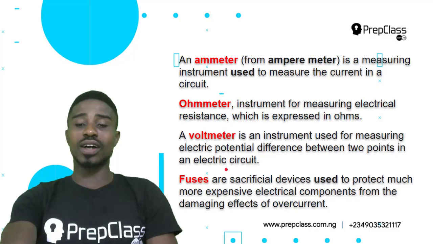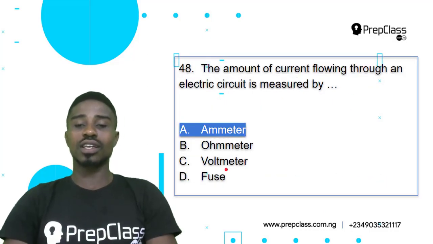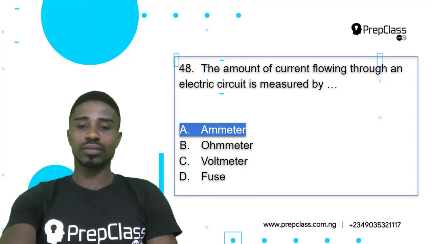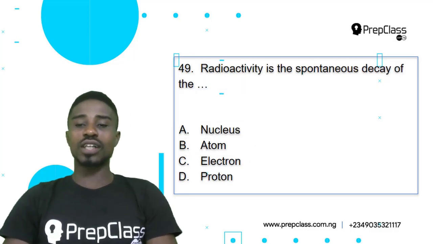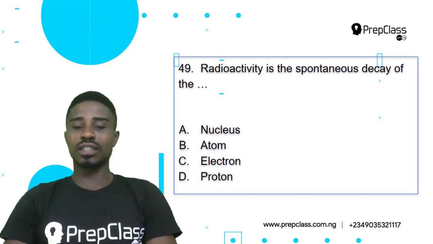So let's check out our answer. Question 48, option A, ammeter, is our correct answer. Let's look at the next question. Question 49: radioactivity is the spontaneous decay of the dash. A, nucleus; B, atom; C, electron; D, proton.